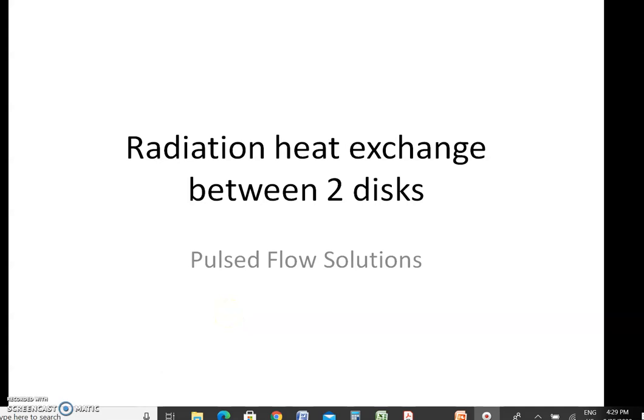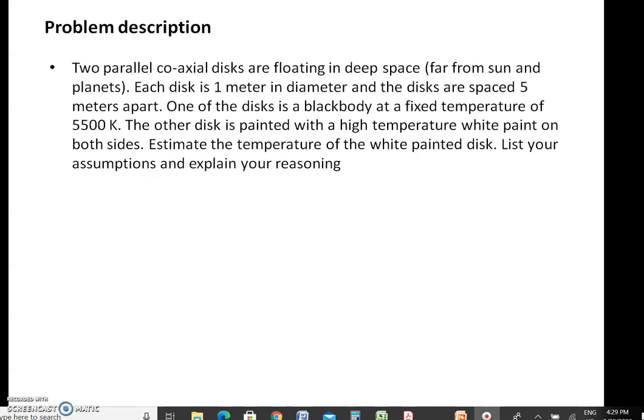Hello everyone. Today I'm going to talk about radiation heat exchange between two disks. This problem was presented to me as part of the interview process with an aerospace company, and I thought I'd share it with you and teach and learn something new.